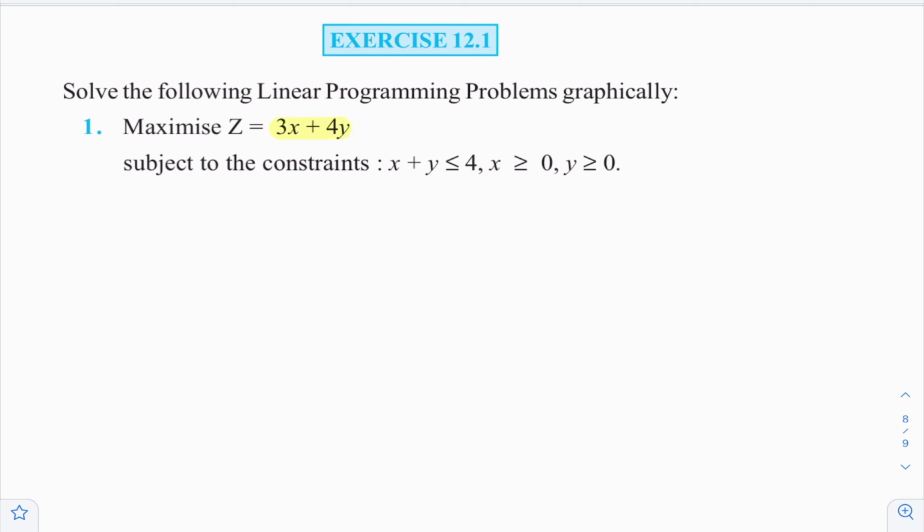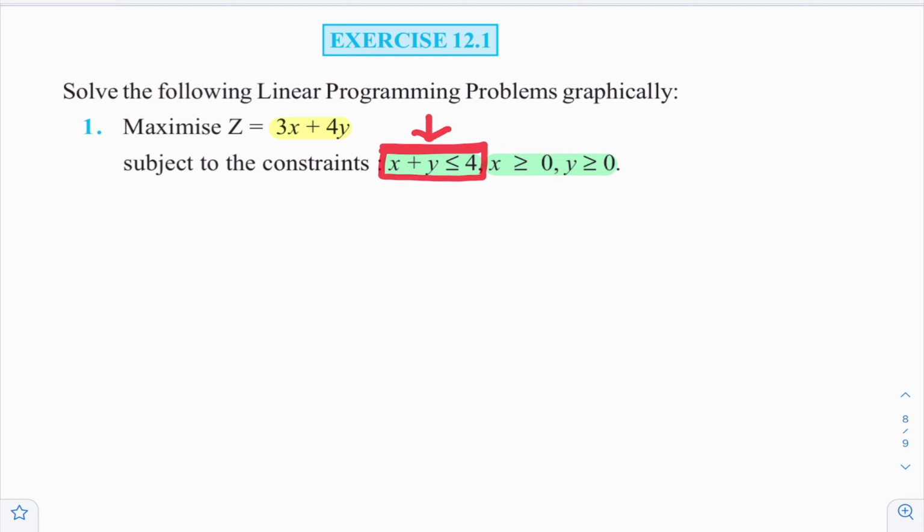Please observe here, how many constraints are there in total? This is 1, x plus y less than or equal to 4, x greater than or equal to 0, y greater than or equal to 0. Whenever these constraints are there, you understand that whatever graph we draw will be in the first quadrant only. Because x greater than or equal to 0 and y greater than or equal to 0 means the point (x, y) lies in the first quadrant, where x is positive and y is positive.